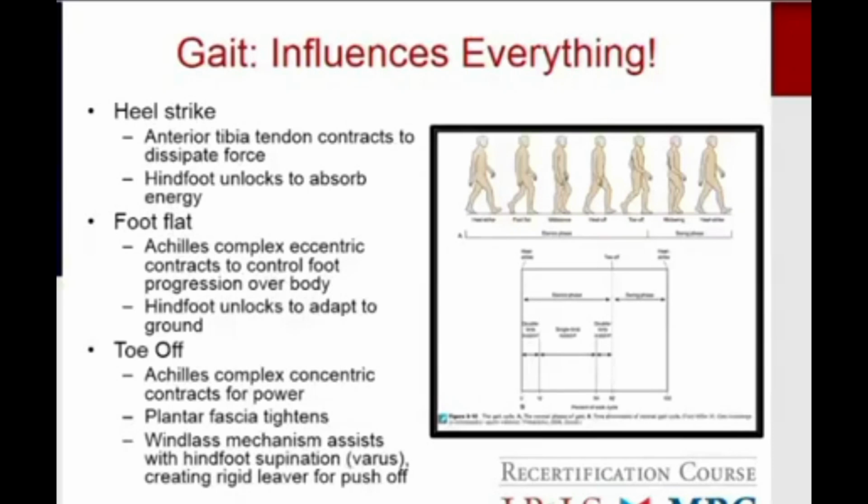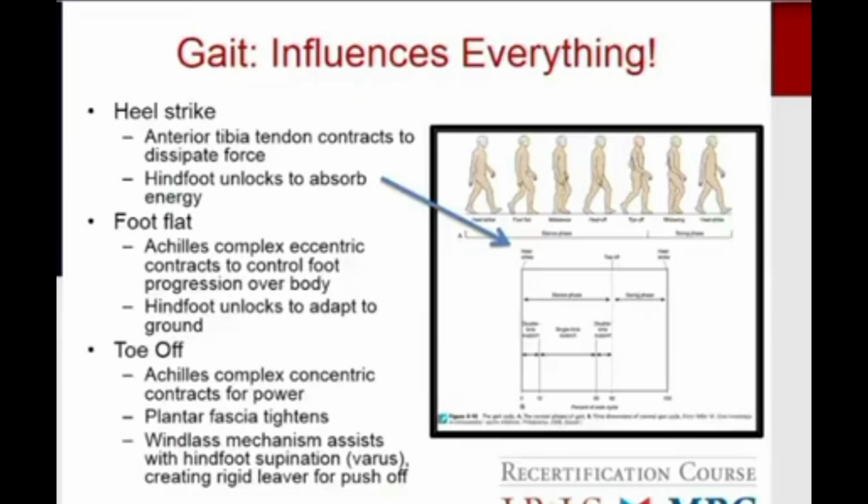Gait influences everything. It's important to recognize pathologies in gait because it really influences how we walk and how we function every day. So everything we talk about with respect to correction depends on achieving a good gait cycle. Heel strike is critical. When we strike with our heel, we take our anterior tibial tendon and we contract it to try to dissipate that force as we load the ground.